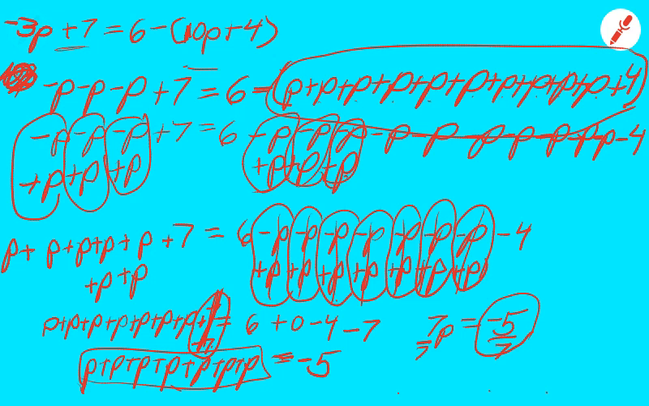Now, if you were to go back here, because that's what p equals now, p equals negative 5 sevenths. If you were to go back here and add negative 5 sevenths here, and here, and here, and here, and here, and here, and here, you would find out that that altogether equals negative 5.